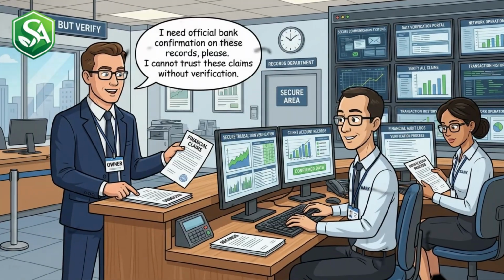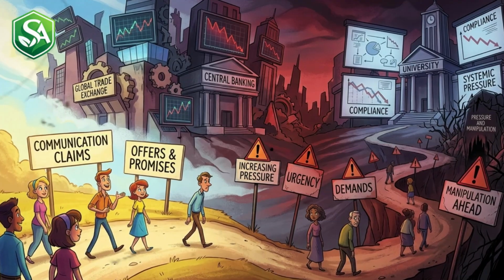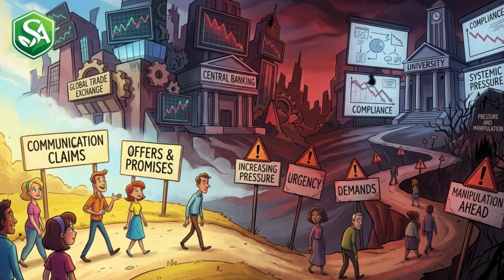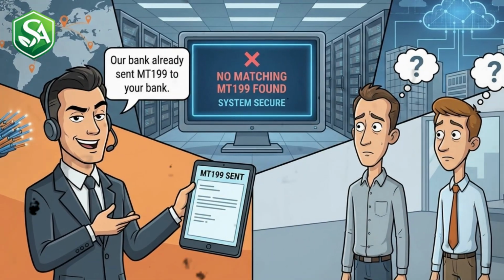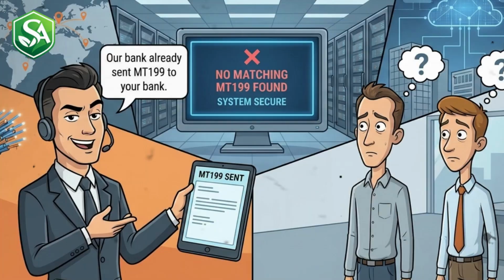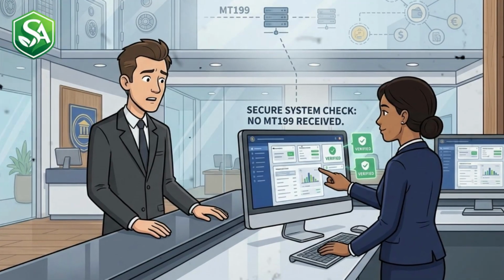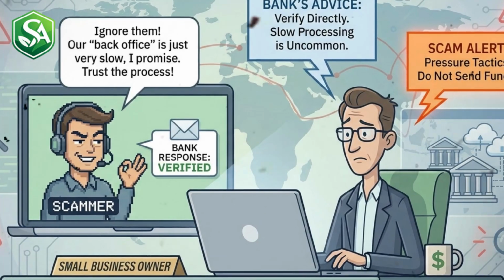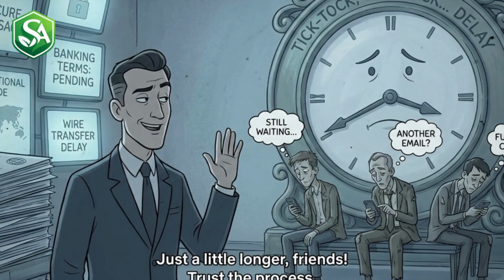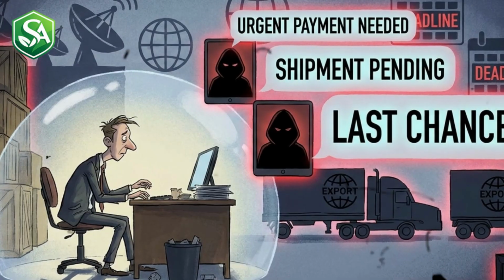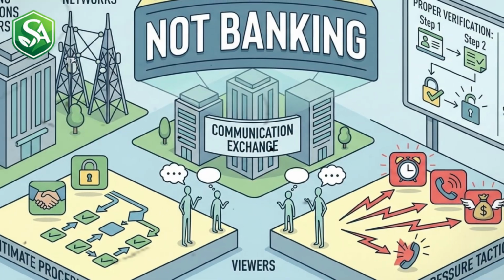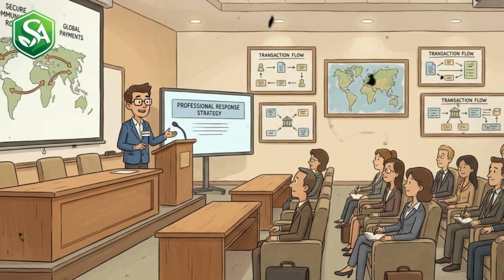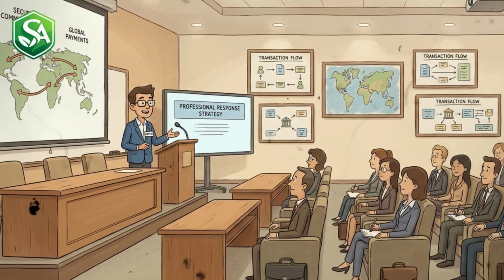But it may mean nothing to you unless your bank confirms it. Now, let's talk about a dangerous pattern. The scammer says, "Our bank already sent MT199 to your bank." Then your bank says, "We received nothing." The scammer replies, "Your bank's back office is slow." Then the scammer says, "Please wait." Then the scammer pressures you to act. This pattern is not banking. It is manipulation.